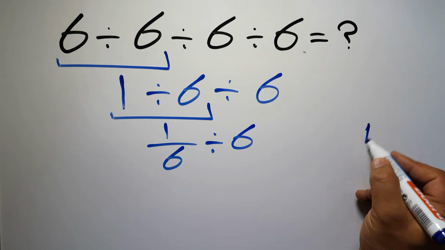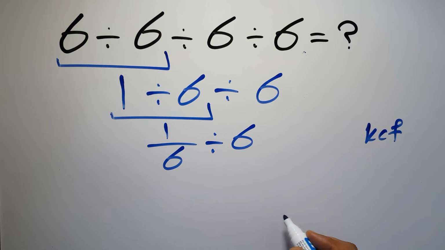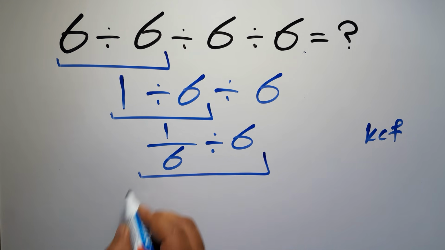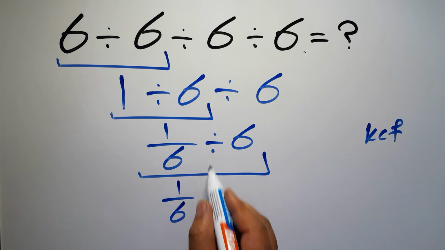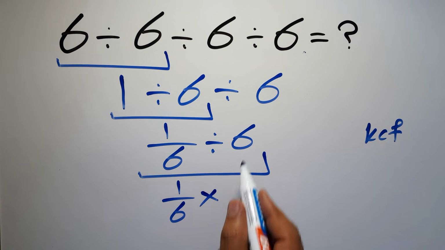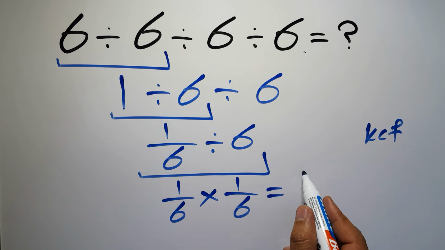Now, according to the KCF rule, K stands for keep, C stands for change, and F stands for flip. We can write keep the first fraction, change division to multiplication, and flip the second fraction. So 1 over 6 times 1 over 6, which equals 1 times 1 gives us 1.